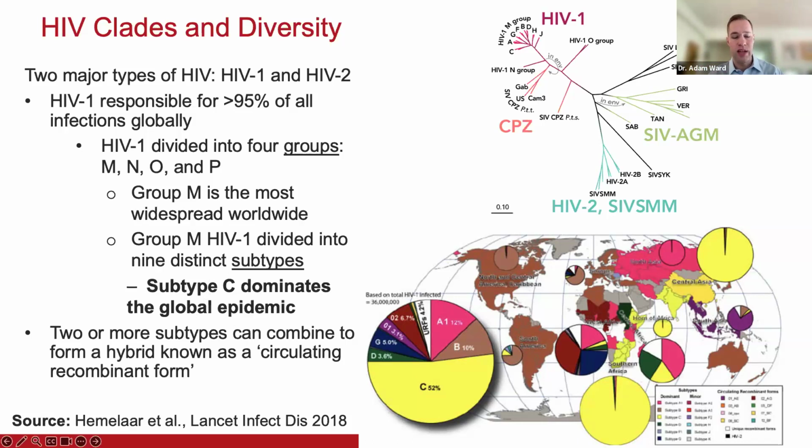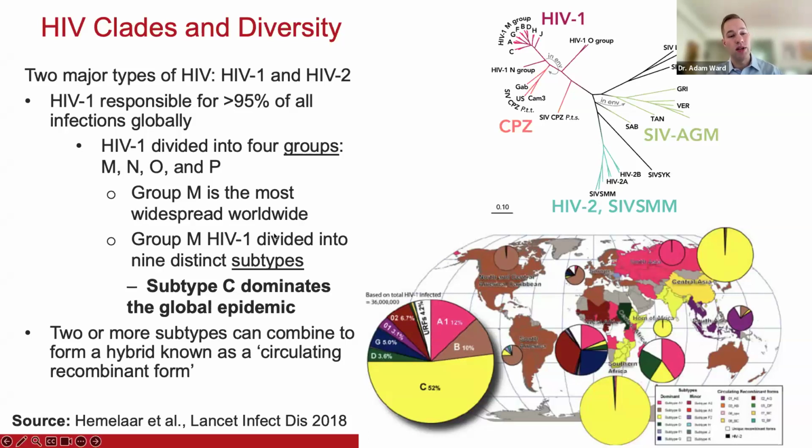These data are a few years old. They come from a publication from 2018. But nevertheless, subtype C accounts for over 50% of people living with HIV globally. But subtype B, which is shaded here in brown, is the most prevalent subtype in the Americas, North America and South America, as well as in Europe and Australia.